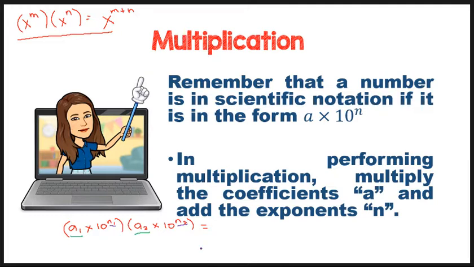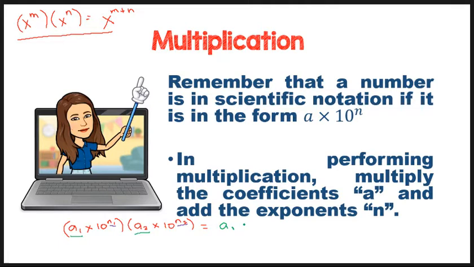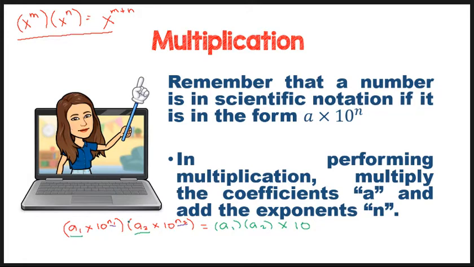So to make it clearer, let's write it this way. We have a sub 1 multiplied by a sub 2. And then, we are going to retain the operation times because we need it for our standard form. And then, our base will be 10, so we are going to retain the value 10 as our base. Now, for the new exponent, it is going to be the sum of n sub 1 and n sub 2. So, n sub 1 plus n sub 2.